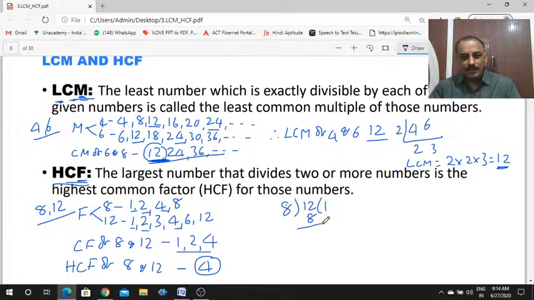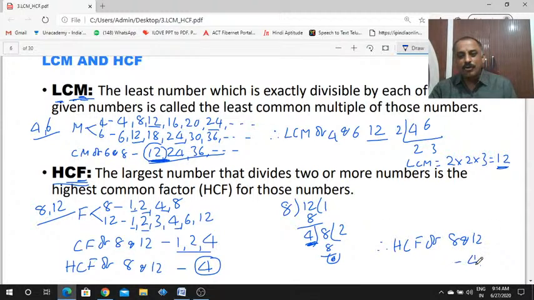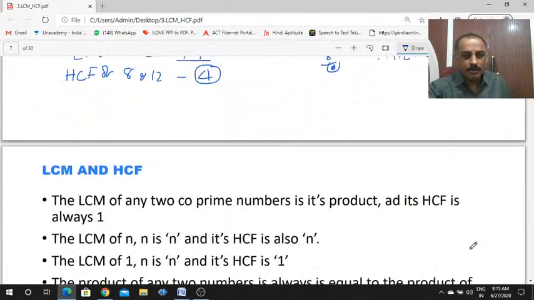8 ones are 8. Here the remainder is not 0. If the remainder is 0, 8 will be the HCF, but the remainder is not 0. If the remainder is not 0, now take this 8 and divide it by the present remainder. 4 twos are 8, now the remainder is 0. If the remainder is 0, the last divisor is 4, therefore the HCF of 8 and 12 is 4. Don't worry, I will give some more examples.